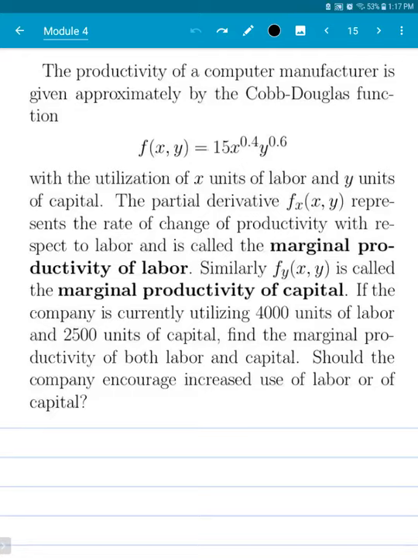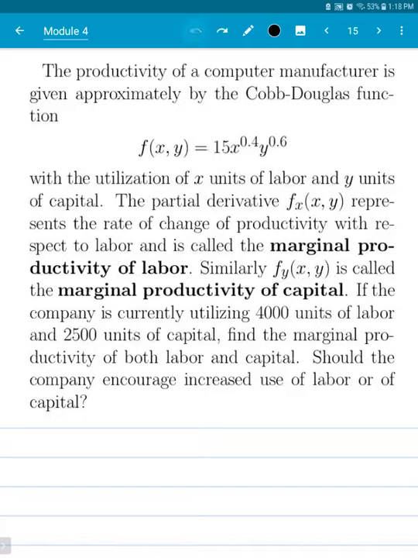Now, given the productivity function, let us find the following. The marginal productivity of labor. Now, what does that mean? The word marginal is simply derivative. So it's simply the partial derivative of the Cobb-Douglas function with respect to x. Similarly, we have this one as the marginal productivity of capital. They represent the rates at which the overall productivity is changing with respect to x and with respect to y.